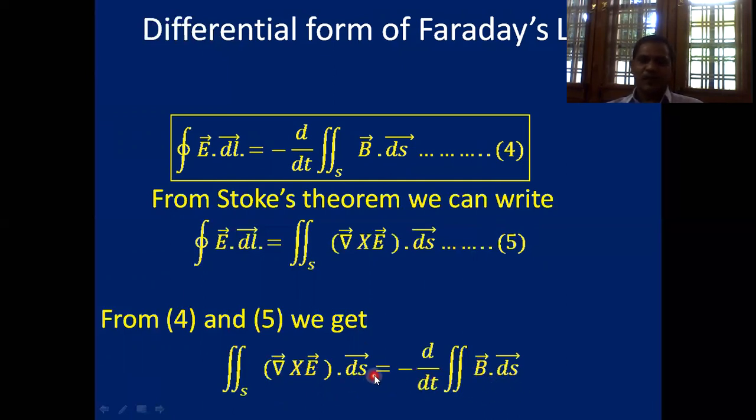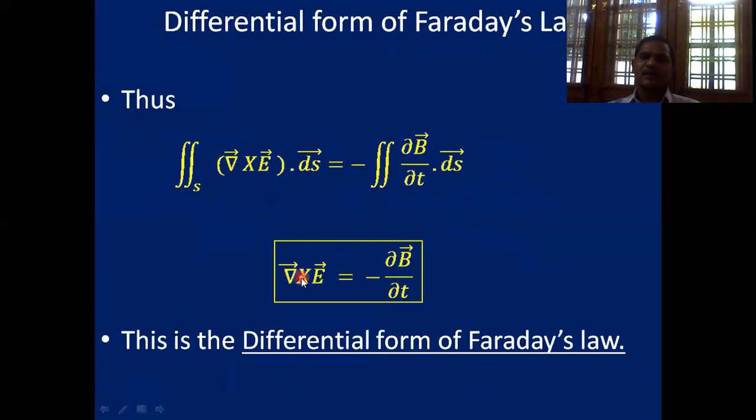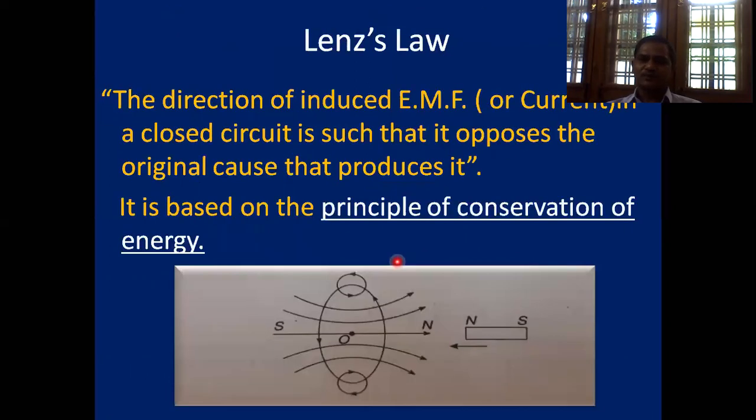Then by removing the surface integral on both sides, you can write del bar cross E bar equal to minus dou B bar by dt. So curl E bar equal to minus dou B bar by dt. This equation is called the differential form of Faraday's law. Del bar cross E bar, or curl E bar, equal to minus dou B bar by dou t. This is known as the differential form of Faraday's law.